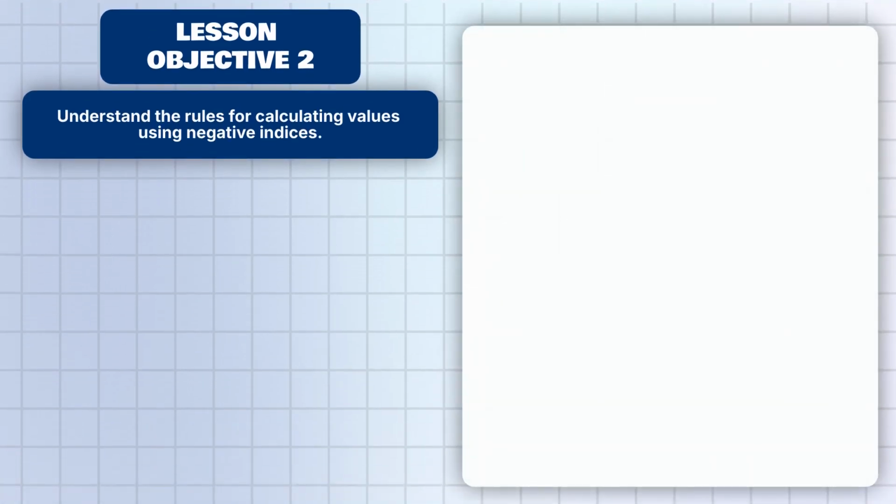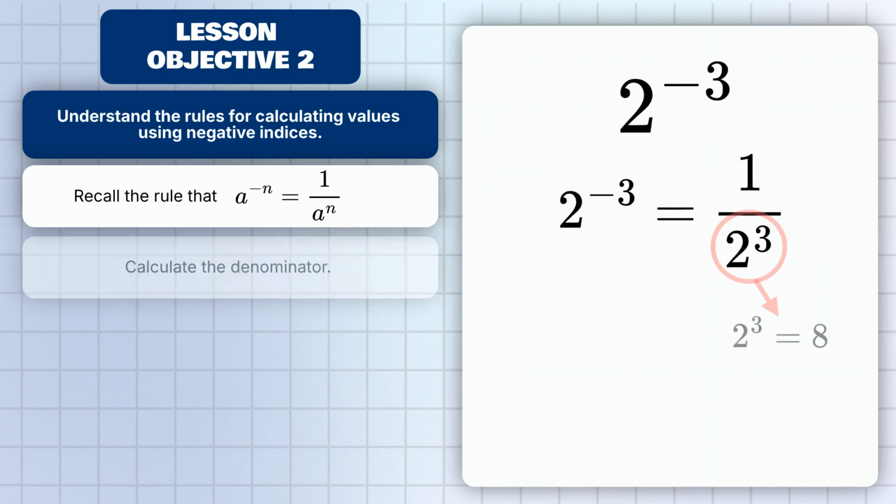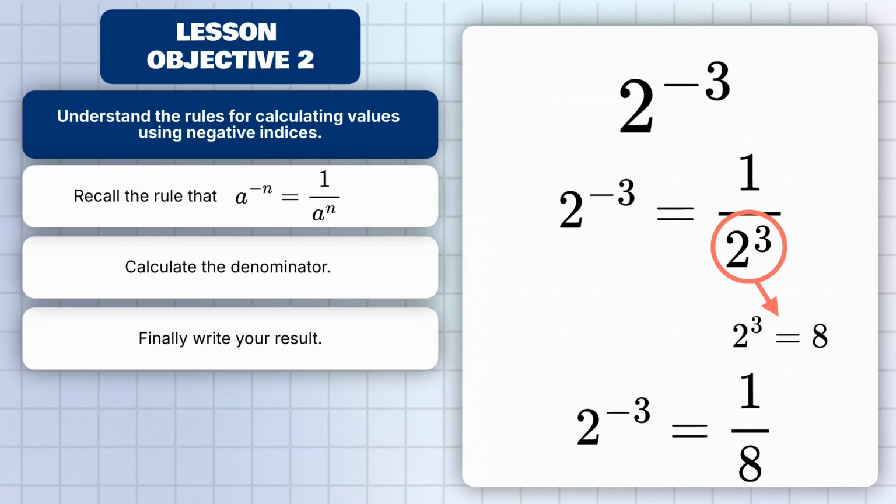Let's go through some examples of negative indices to understand this better. Suppose we have 2 to the power of minus 3. Step 1 is to recall our negative indices rule. We can then use this rule to convert 2 to the power of minus 3 to 1 over 2 to the power of 3. We can then calculate the denominator by doing 2 to the power of 3 equals 8. Therefore, the answer is 1 over 8.